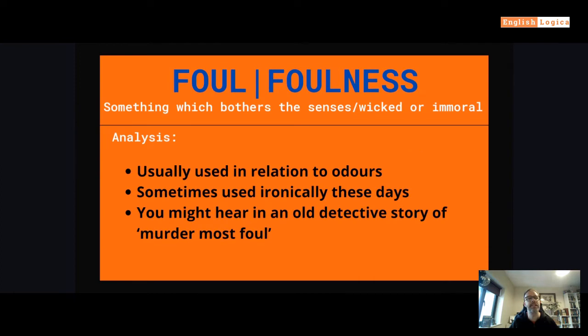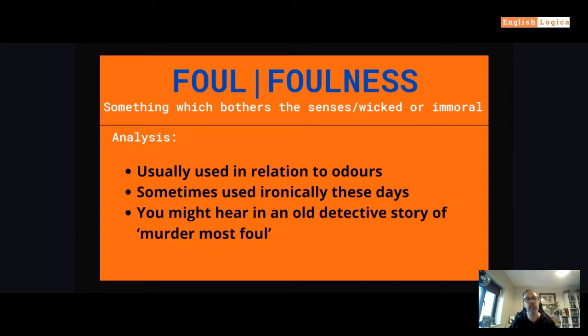Our next word then is foul and foulness. Again, like vileness, you won't hear people saying foulness very much. You describe something as being foul. It's usually used in relation to odors. It's sometimes used ironically these days. Again, if somebody talks about something being foul, you might hear it in an old detective story. People talking about murder most foul. That's a classic phrase of murder most foul.